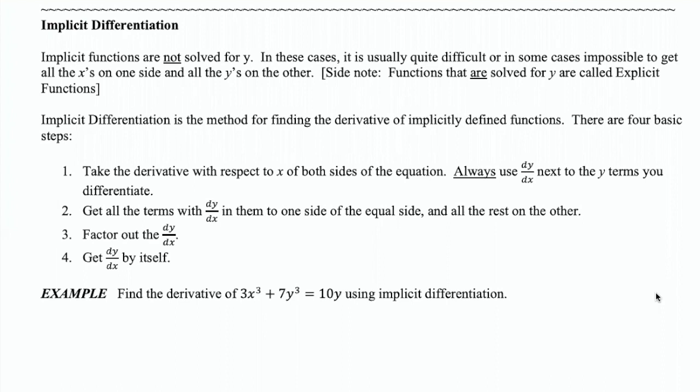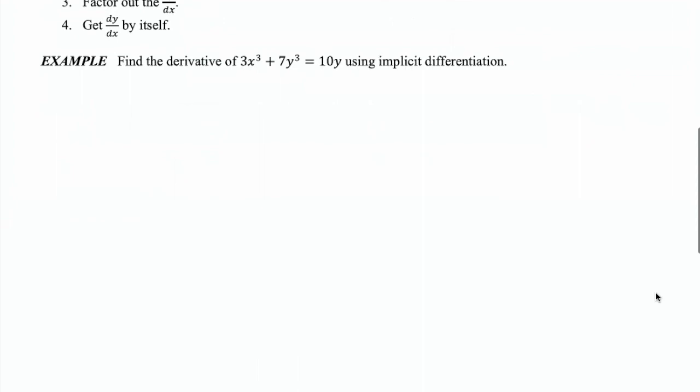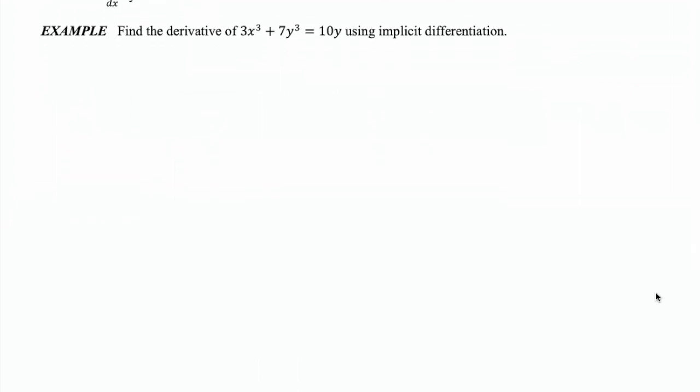Functions that are solved for y, like a line, where the typical equation is y equals mx plus b, are explicitly defined functions. So when your variables are all mixed up together, we do implicit differentiation to find the derivative. There are four basic steps in the process, which I have outlined at the top here. But we'll go through an example just to remind you of what implicit differentiation looks like.